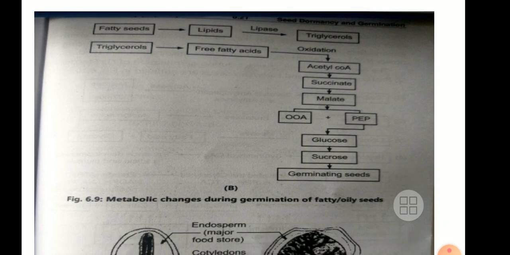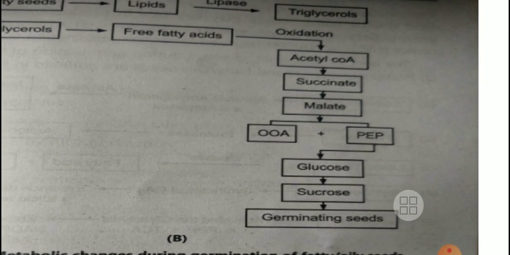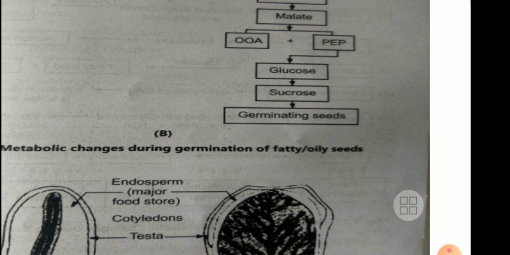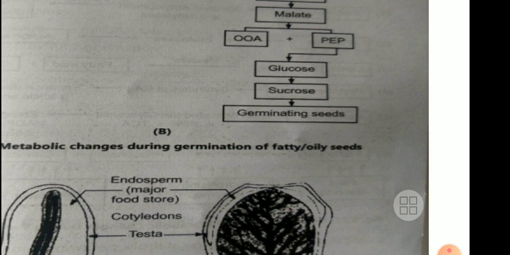The lipase is there, and that lipase is responsible for synthesis of triglyceride, isn't it? Triglyceride is again converted into free fatty acids. Free fatty acids are oxidized here, oxidation takes place, acetyl CoA synthesis takes place. Again from the acetyl CoA, you'll have to know that it is converted into succinate, succinate into malate, malate into OAA, PEP, then glucose, sucrose, and germinating seeds, where these things are provided.